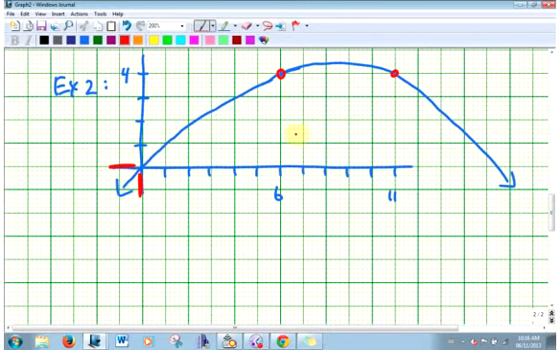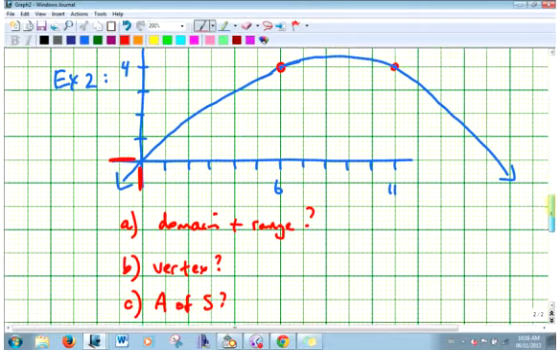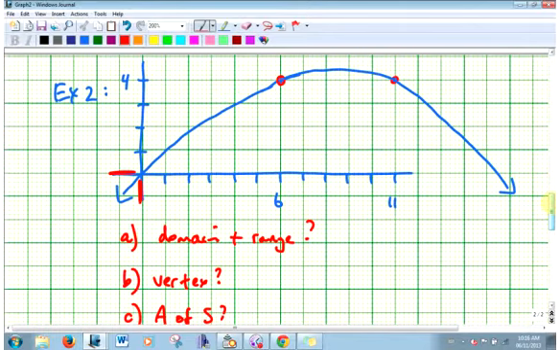Okay. Does this open up or down? It opens down. I'm not even going to write that. Okay, A. What's the domain and range? B. What's the vertex? C. What's the axis of symmetry? All right, well, let's go domain and range first.